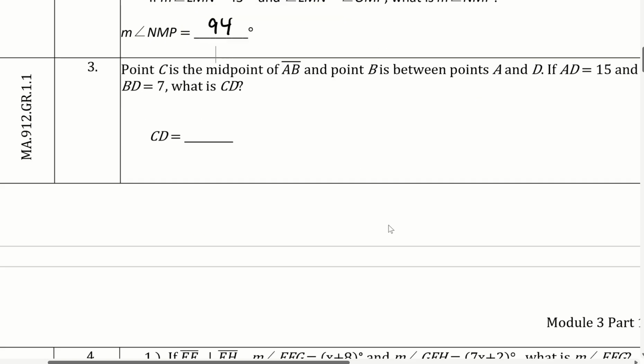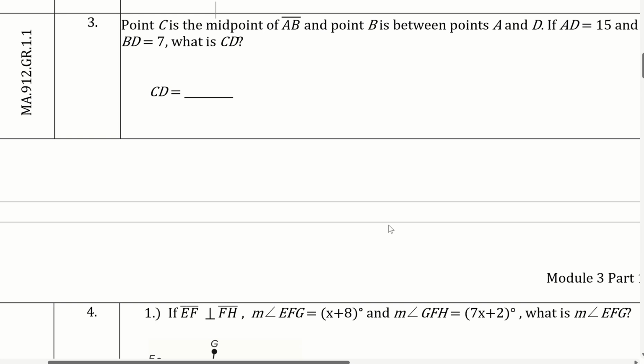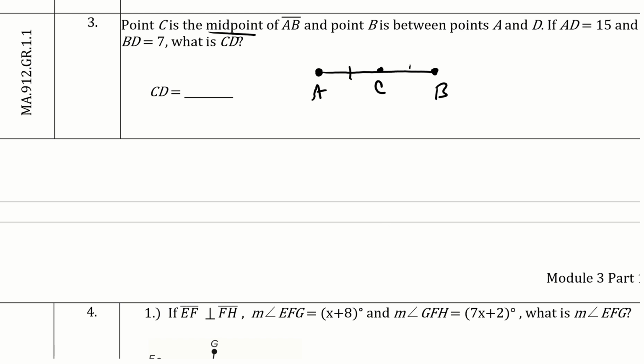All right, so number 3, point C is the midpoint of AB, and point B is between points A and D. So we got a line segment AB, and we got point C is in the middle. It says the midpoint, that means that it's congruent on both sides there. And then it says point B is between A and D. So there's a point D somewhere there. And it says if AD is 15 and BD is 7, so from there to there.